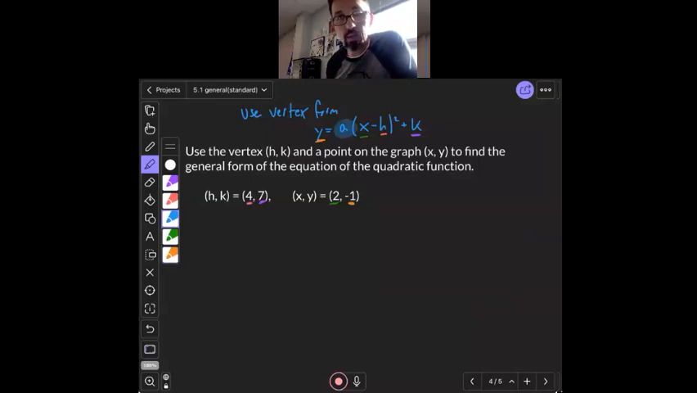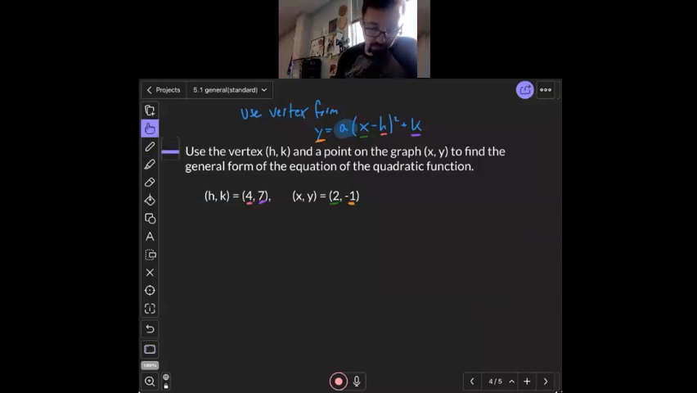Just like if I said find it for a line, we'd have to find the slope. Here we have to find a, which, remember, controls how much it curves: whether it's skinny, fat, upside down, or right side up. It's kind of like the slope of the graph, but it's not slope. So our job is to find a first. We're going to plug all those numbers into the form and solve for a.